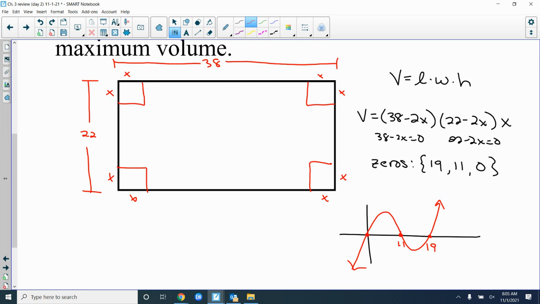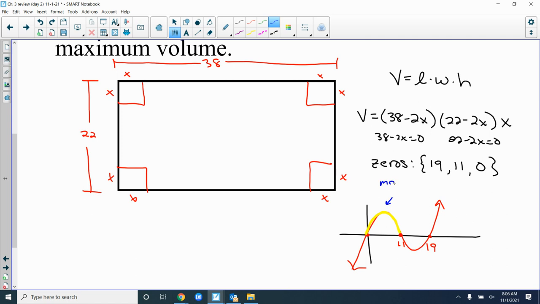Because you have a maximum amount you can cut out. What's the maximum amount you can cut out of any side to still make this work? It would be 11. You can't take more than 11 off of both ends, and you really couldn't take exactly 11, but that gives us that end point. So our main focus is right there, and we want to find that maximum value.